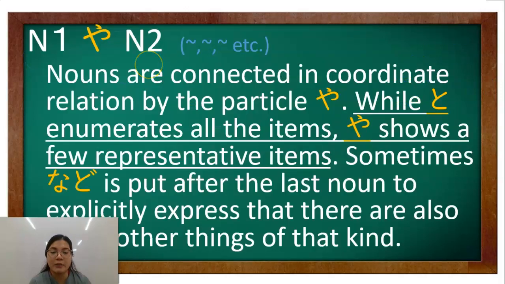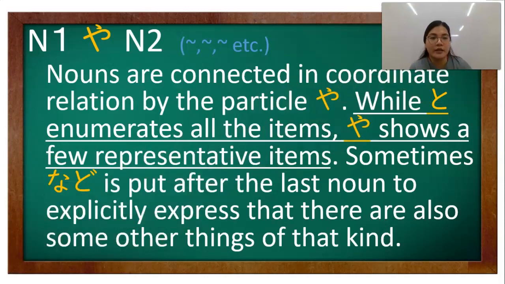Okay? Another grammar point is noun 1 ya, noun 2 nani nani desu. Okay? So, nouns are connected in coordinate relation by the particle ya. While to enumerates all the items, ya shows a few representative items. Sometimes, nado is put after the last noun to explicitly express that there are also some other things of that kind. Okay? So, noun 1 ya, noun 2.